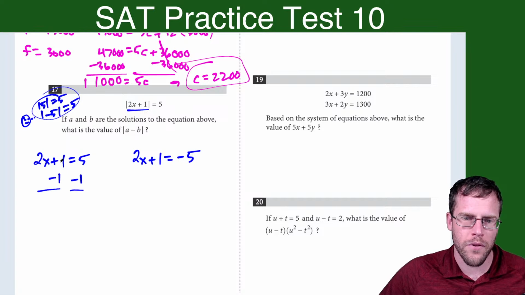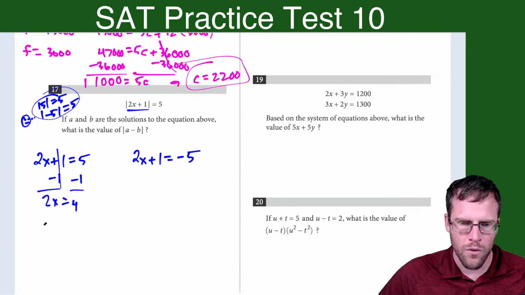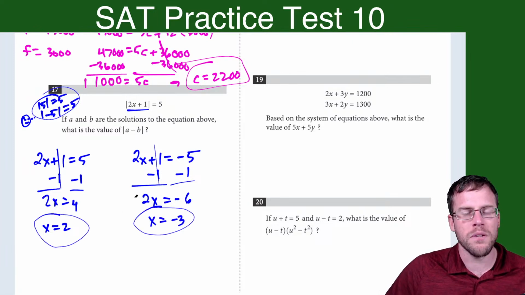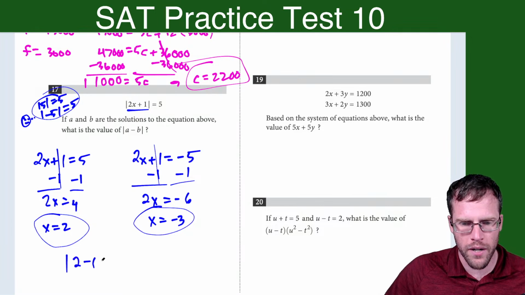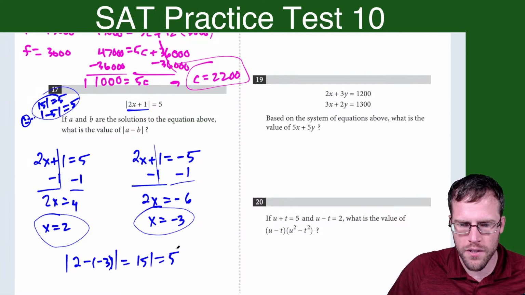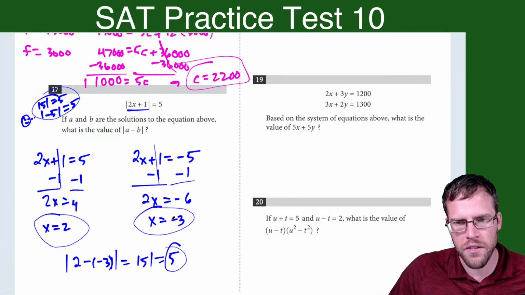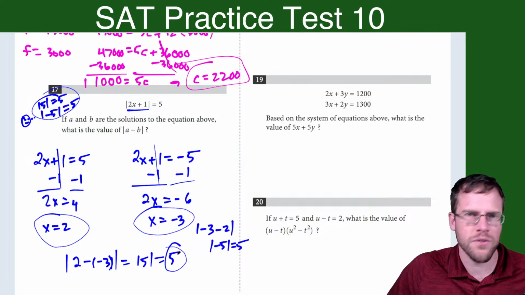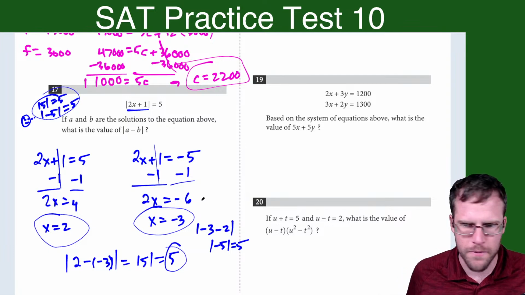Here you subtract 1, 2x equals 4 will tell you x equals 2. And when you solve this other one, you get a different answer: 2x equals negative 6, so x equals negative 3. These represent your A and B values. So what is the absolute value of 2 minus negative 3? Now we subtract those. That's the absolute value of 5, which is equal to 5. So this one is going to be 5. If you did it the other way, the absolute value of negative 3 minus 2 gives you the absolute value of negative 5, which is still 5. Same answer, so that part doesn't matter.